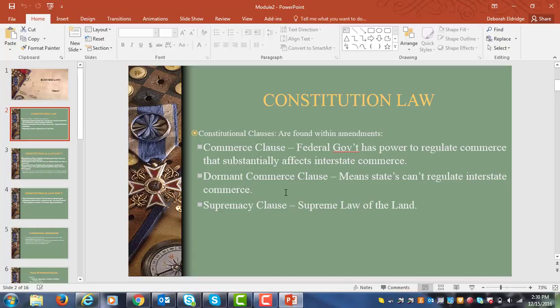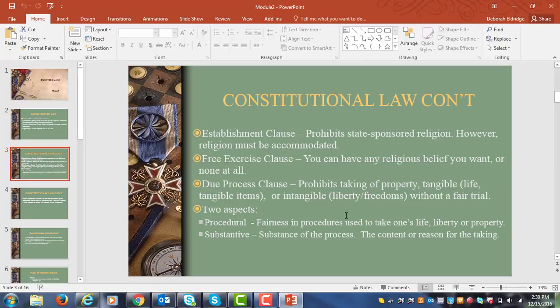So we also have another very important aspect of the Constitution, which is our Commerce Clause. The Commerce Clause basically says that the federal government has the power to regulate commerce that substantially affects interstate commerce. So what that means is, even if it is commerce that appears to only be within one state, if it has a substantial effect on interstate commerce, the United States government can come in and regulate that and issue any regulations or laws regarding it, or could even sue the state and say the state is violating the U.S. Constitution Commerce Clause, and therefore that particular law or regulation has to be changed or removed.